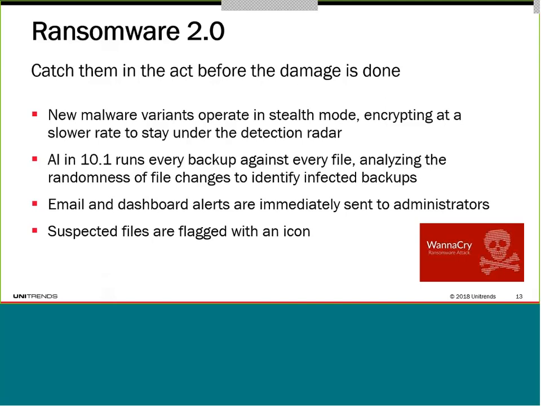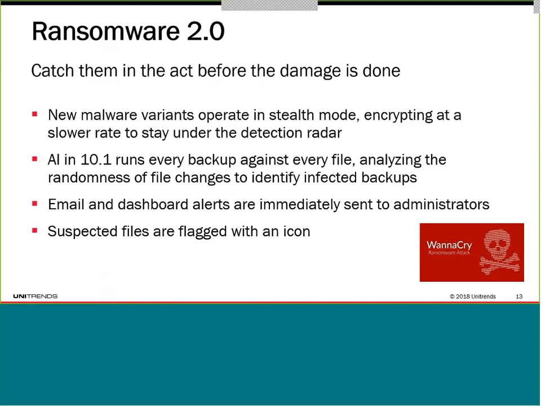We look for data that has changed that shouldn't have changed. We look at previous backups to see what the normal change rate would be between incremental backups. And we can identify then files that we suspect have been hacked by ransomware. At that time, we immediately flag the suspected files with an icon so that they won't be used, or shouldn't be used, as part of a recovery process.